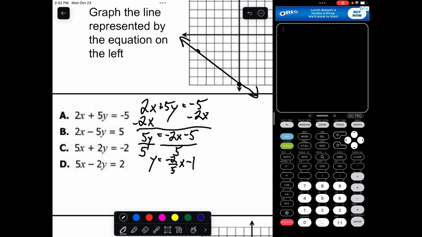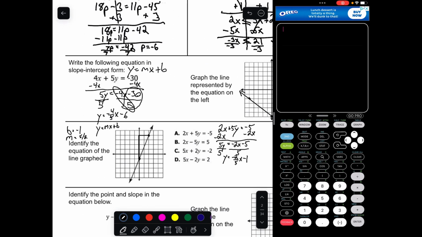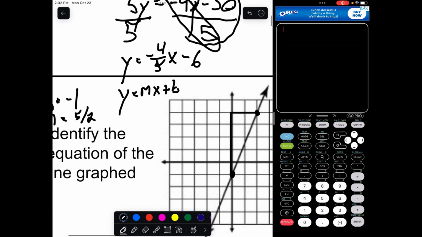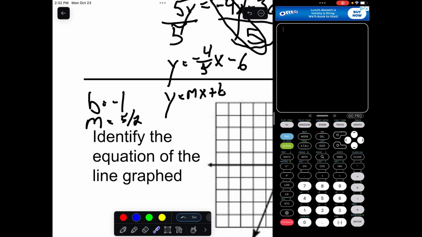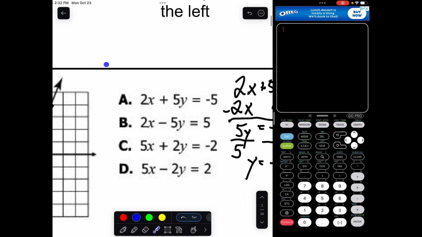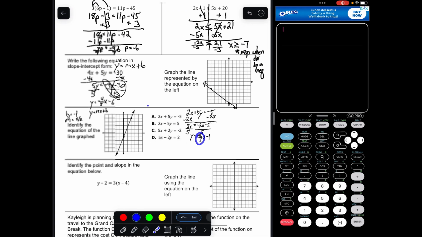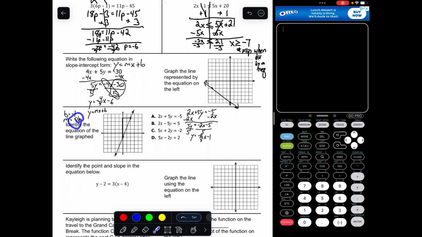I look at my slope, it's negative 2 over 5. Well, my slope over here is 5 over 2. This is what I want. This is what I have. Two separate things. So that cannot be the correct answer choice.